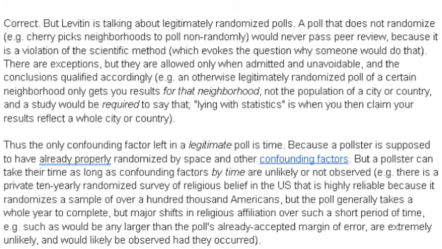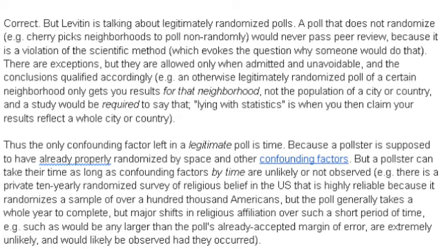Dr. Carrier's response: correct, but Levitin is talking about legitimately randomized polls. A poll that does not randomize, for example, cherry picks neighborhoods to poll non-randomly, would never pass peer review because it is a violation of the scientific method, which evokes the question why someone would do that. There are exceptions, but they are allowed only when admitted and unavoidable, and the conclusions qualified accordingly.